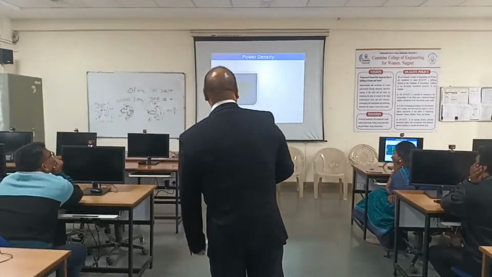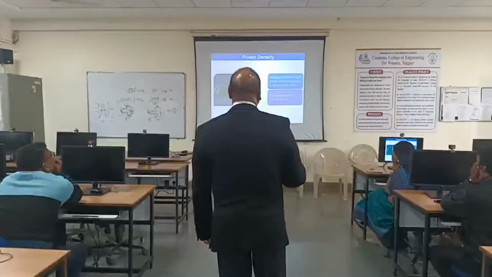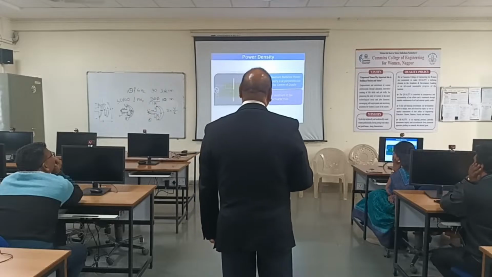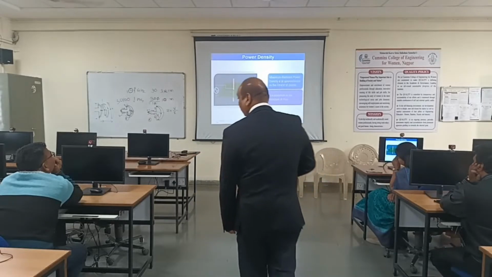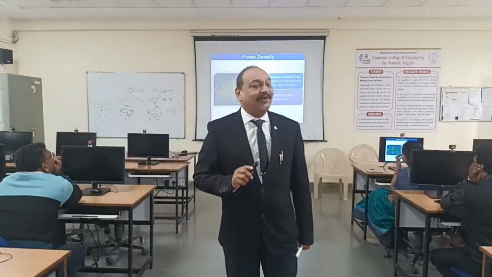Okay, next. See, you can get these things very easily. The maximum radiated power density is at perpendicular to the center of a dipole, and it is minimum in the direction of a pole.